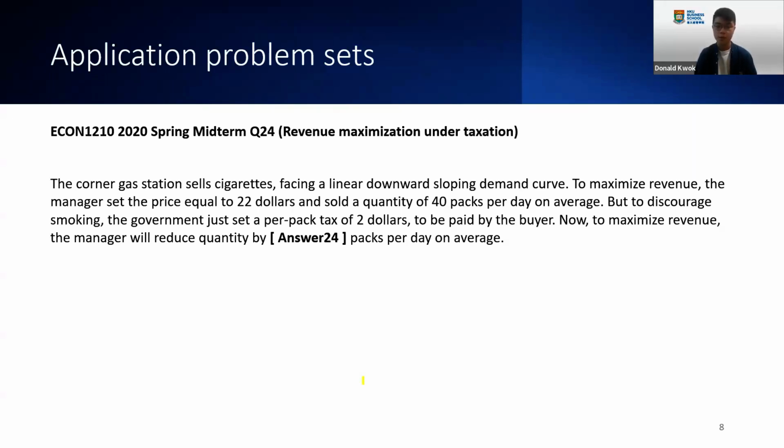Here, we are given the original revenue maximizing price and quantity to be this pair here. But to discourage smoking, the government has just set a per pack tax of $2 to buyers. So what would be the reduction in revenue maximizing quantity? Recall your knowledge in elasticity.